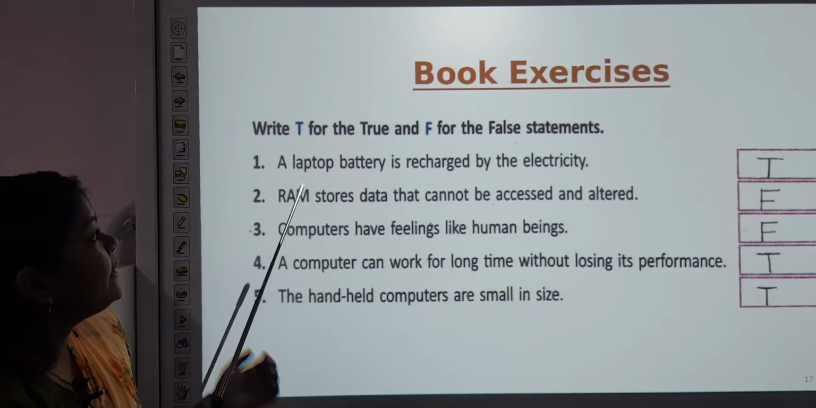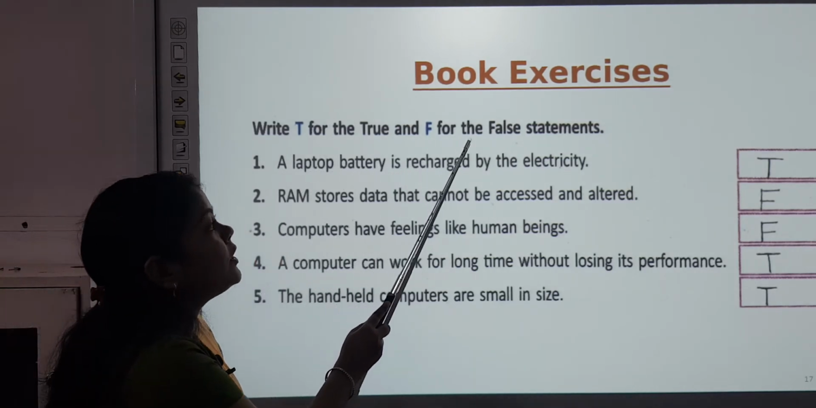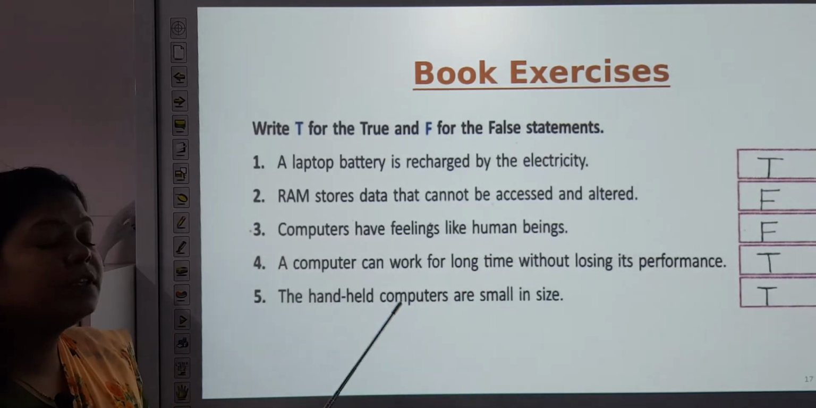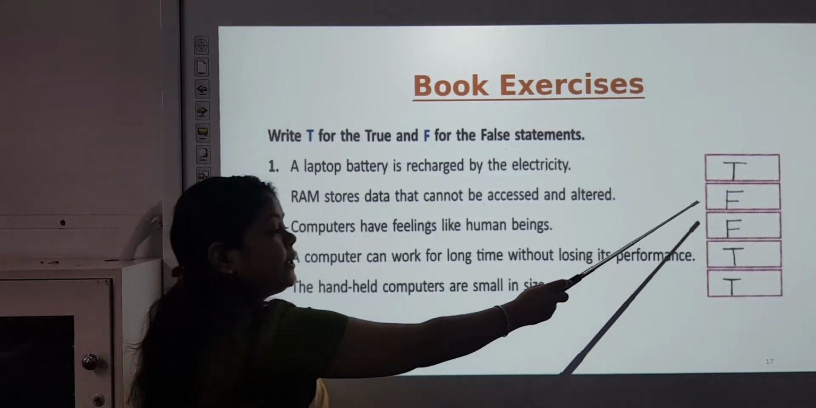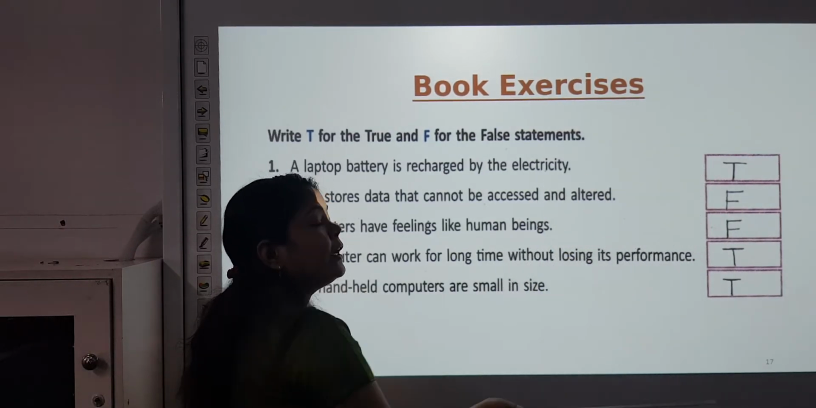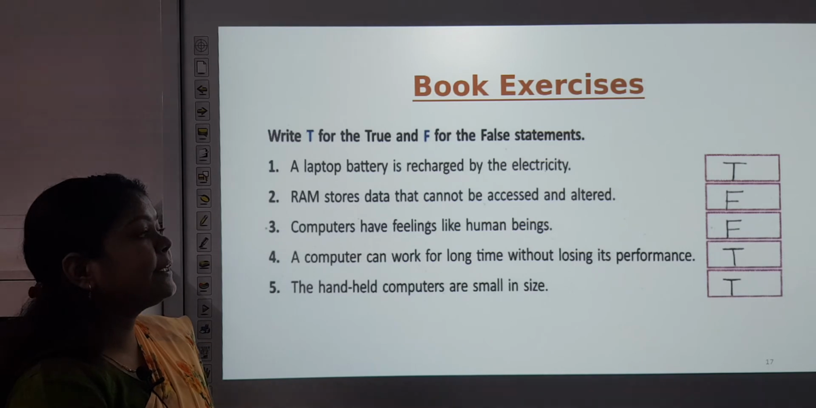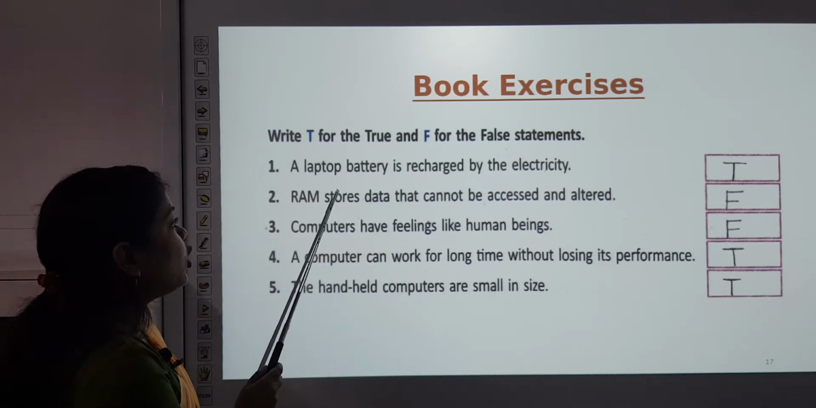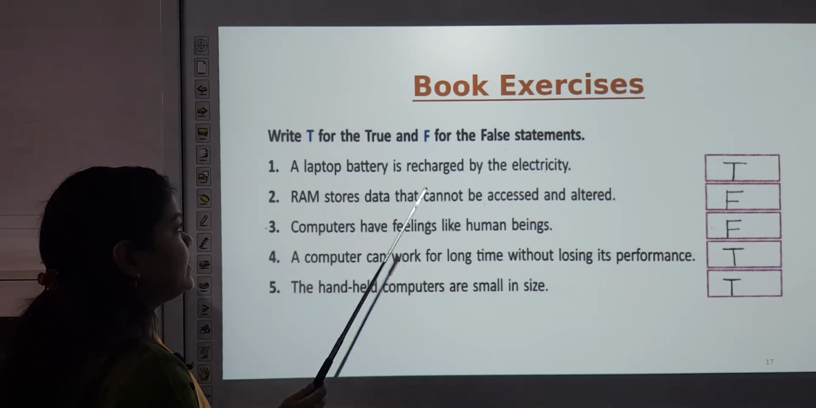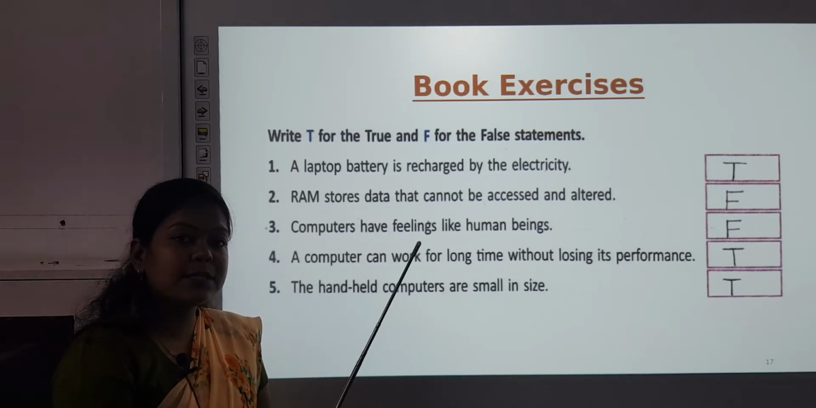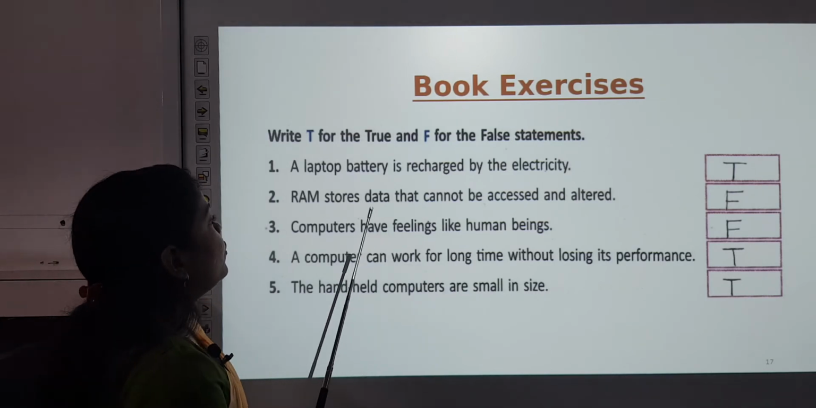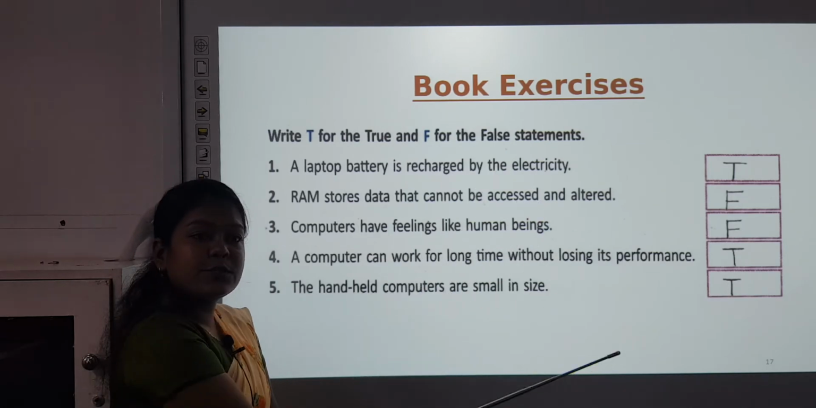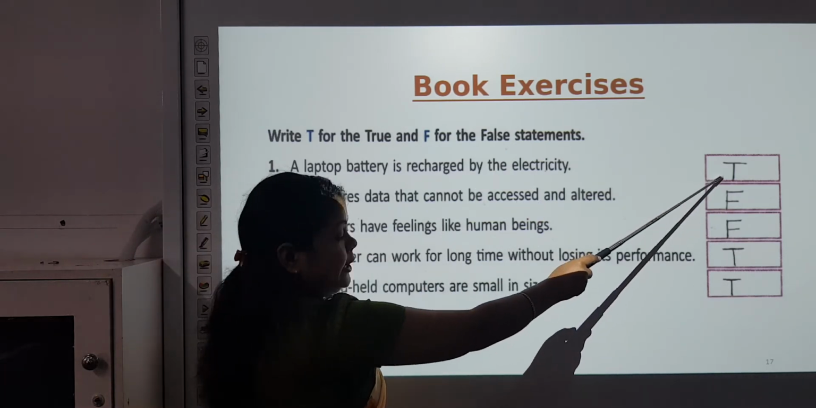Next, write T for the true and F for the false statement. These are some statements. If they are true, then you have to write capital T in front of that statement. If these are false, then you have to write capital F in front of the statement. Our first statement is, a laptop battery is recharged by electricity. We all know laptop is a small size computer. So, laptop has a battery which can be recharged by electricity. So, it is true. So, you have to write capital T here.